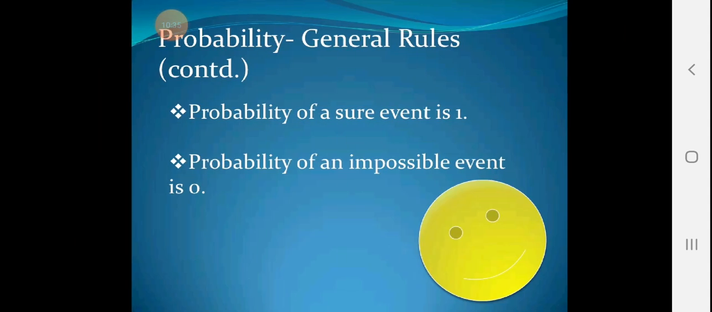Now the general rules: the probability of a sure event is always 1. If I say today is Tuesday, is tomorrow going to be Wednesday? Yes, it is a sure event. So the probability is 1. The probability of an impossible event is 0. That is never going to happen, so that probability becomes 0.